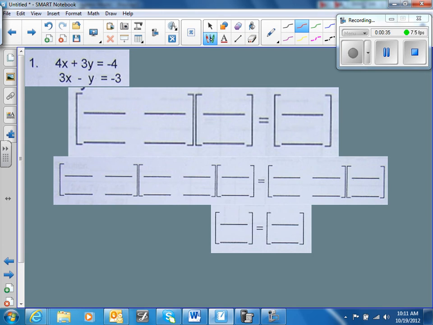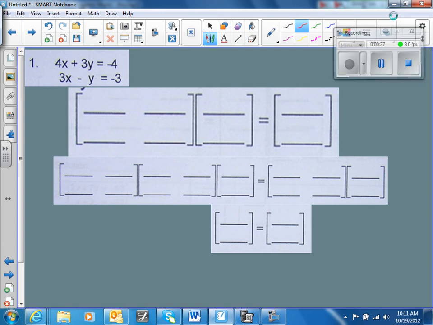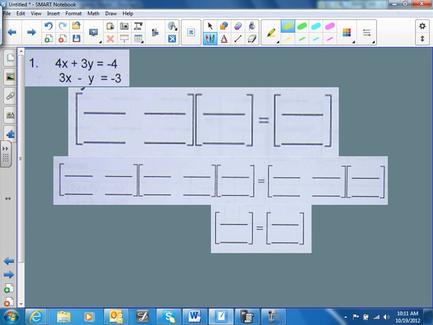Now, in this problem, you've got to realize there are some things you need to be aware of. Those are these numbers here. These are our coefficients, not the y, but the number 1 in front of it, actually. We're going to take those coefficients and plug them in right here. So 4, 3, 3, negative 1. This is called my coefficient matrix.